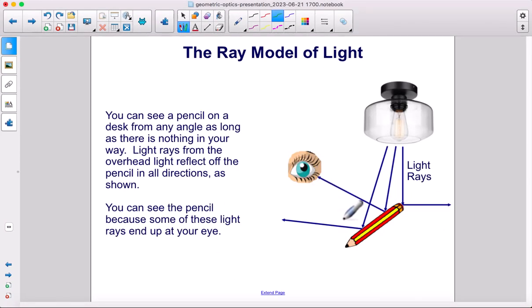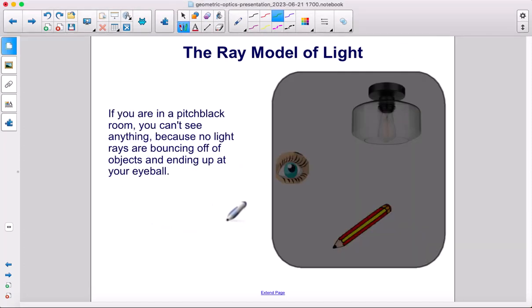You can see a pencil on a desk from any angle, as long as there's nothing in your way. Light rays from the overhead light reflect off the pencil in all directions, as shown, and some of those light rays end up at your eyeball. If you are in a pitch black room, you can't see anything because no light rays are bouncing off of objects and ending up at your eyeball.